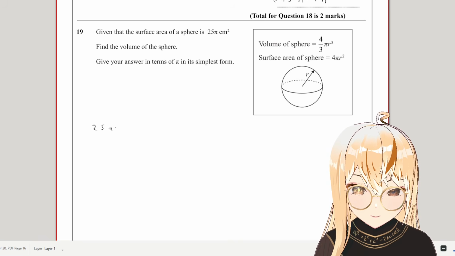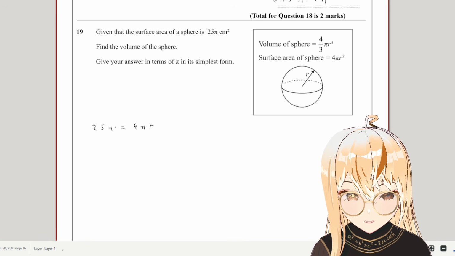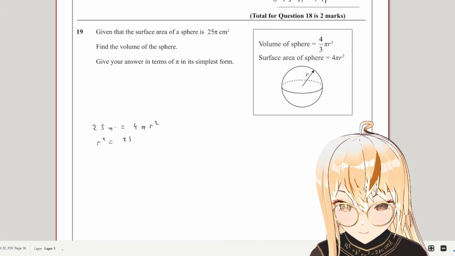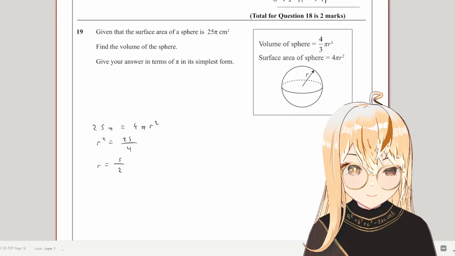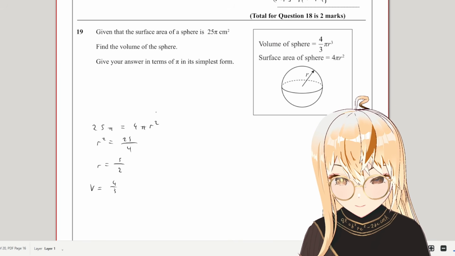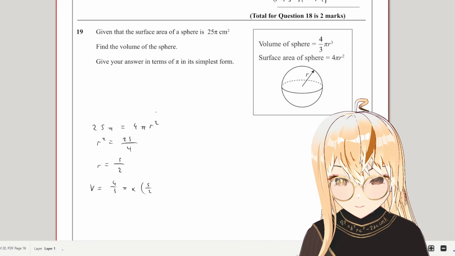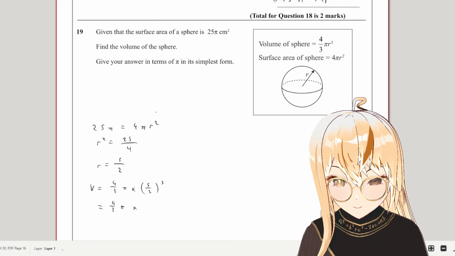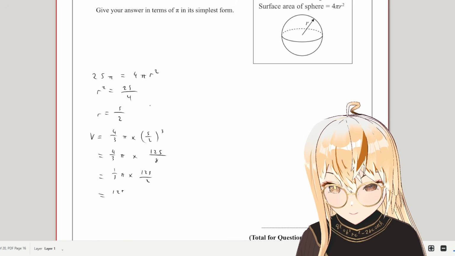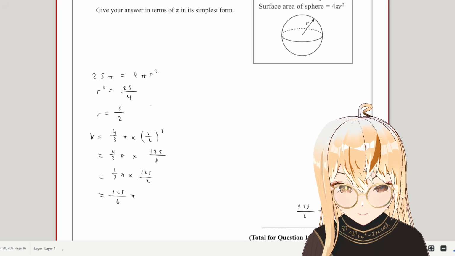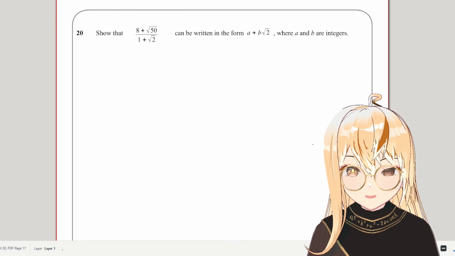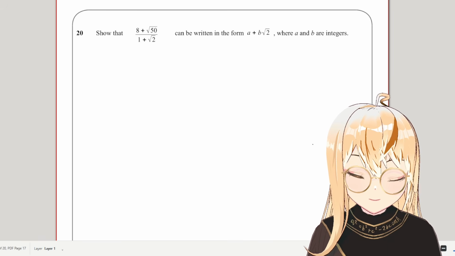If the surface area is 25 pi, that must be equal to 4 pi r squared, so we can use that to get our radius. And then we can just put it back into our equation. Now we just rationalize our denominator here by flipping around the sign on the denominator.